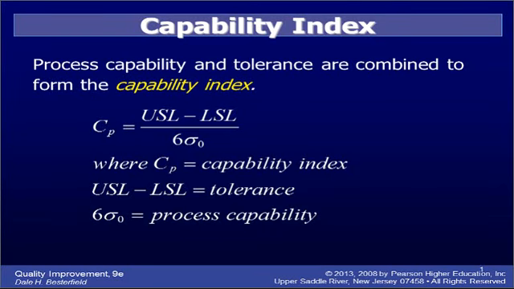Hello class. This video talks about the capacity index Cp. Before starting this video, you should first read the slides to get an idea of the definition for the sigma 0 and how to obtain the value for sigma 0. So this Cp is a capacity index and is defined as the tolerance divided by the process capacity.